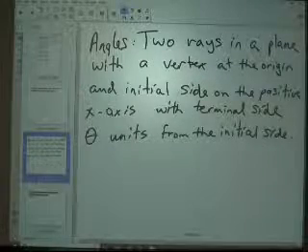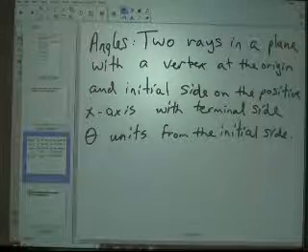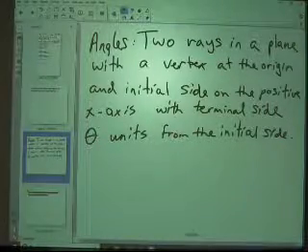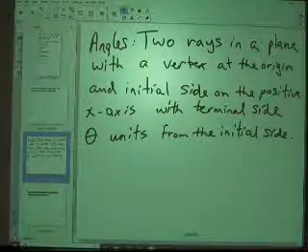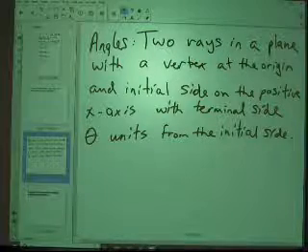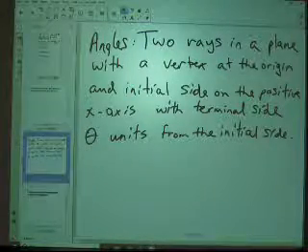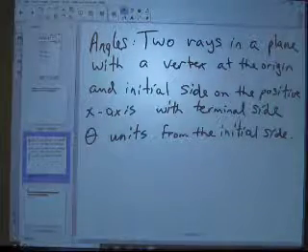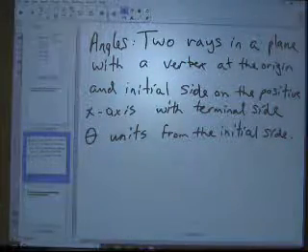So as we start something, in this case trigonometry is a course, we're going to start with one of our basic units in trigonometry, and that's an angle. And defining this, we're going to have two rays in a plane with the vertex at the origin and the initial side on the positive x-axis with the terminal side theta units from the initial side. Everybody got a picture of this angle now?